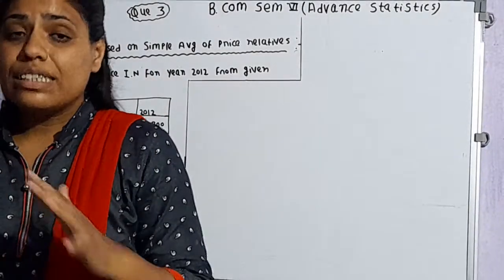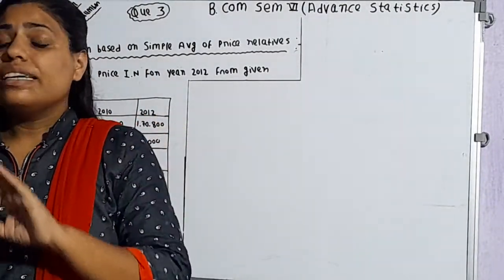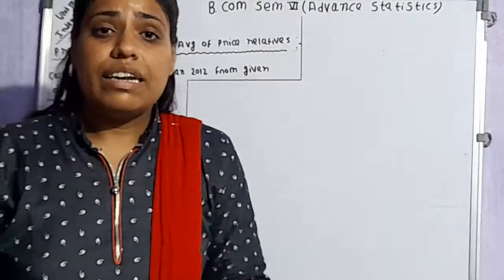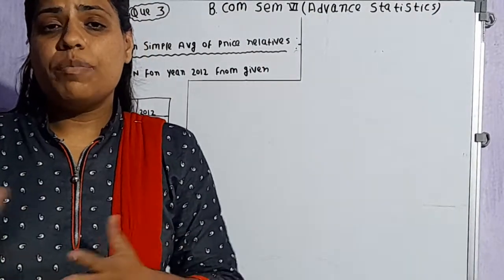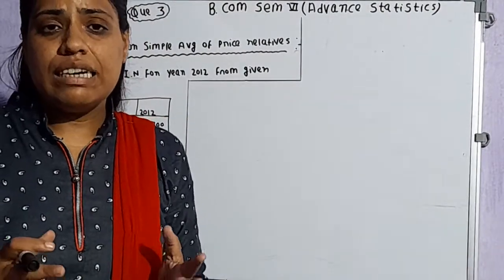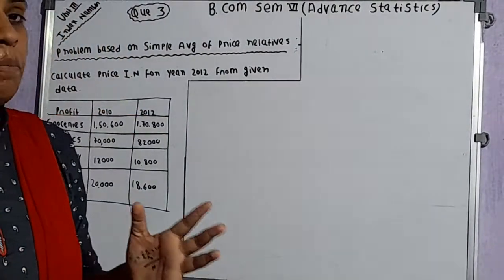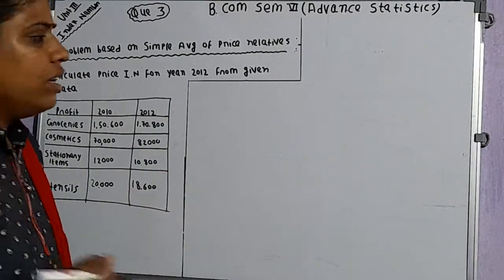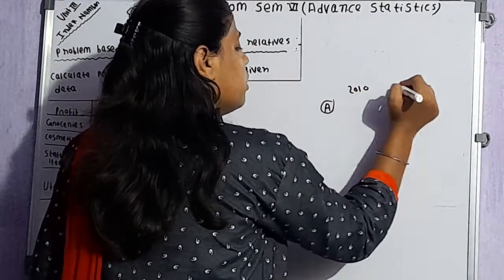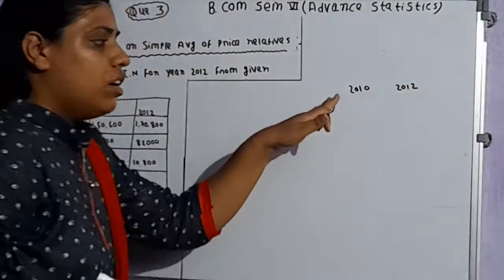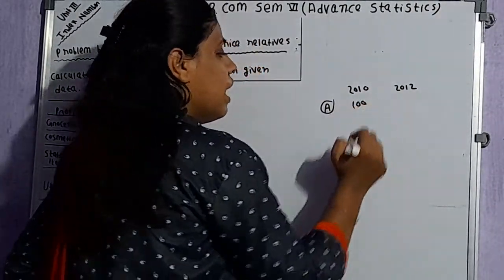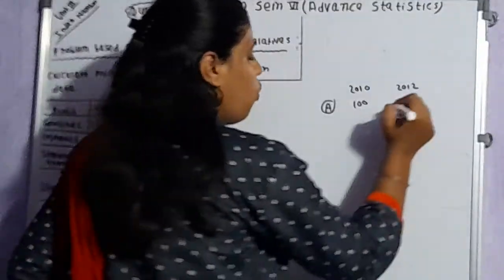Price relative is the phenomenon whereby the prices in current years are expressed in terms of the prices of the base year, or the prices of the current year are expressed as a percentage of the prices in the base year. For example, there is a commodity A and there are 2 years, 2010 and 2012. In 2010 the price of commodity A was 100 rupees, and in 2012 it has become 120 rupees.